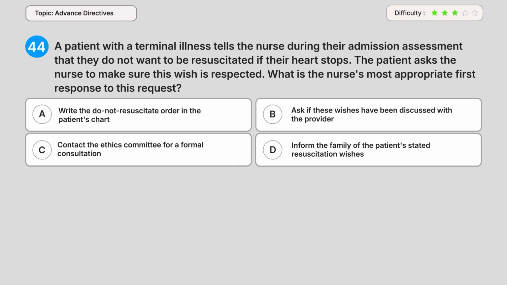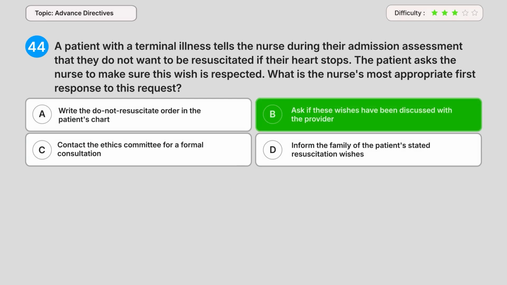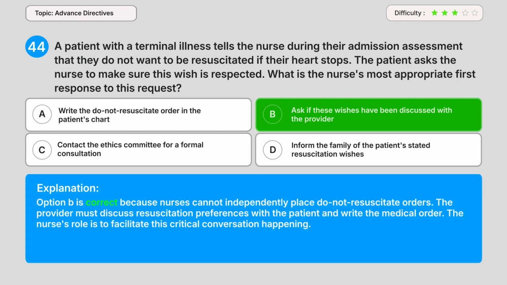Correct answer: B. Ask if these wishes have been discussed with the provider. Explanation. Option B is correct because nurses cannot independently place do not resuscitate orders. The provider must discuss resuscitation preferences with the patient and write the medical order. The nurse's role is to facilitate this critical conversation happening.